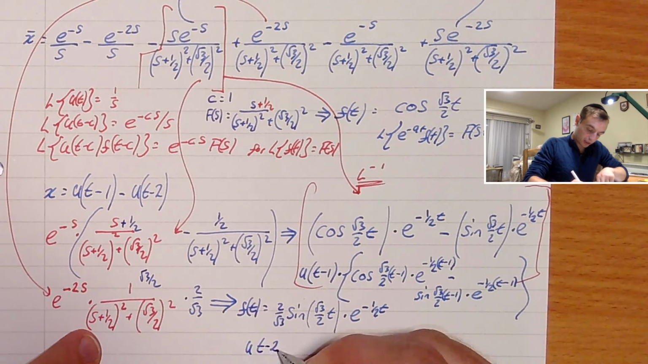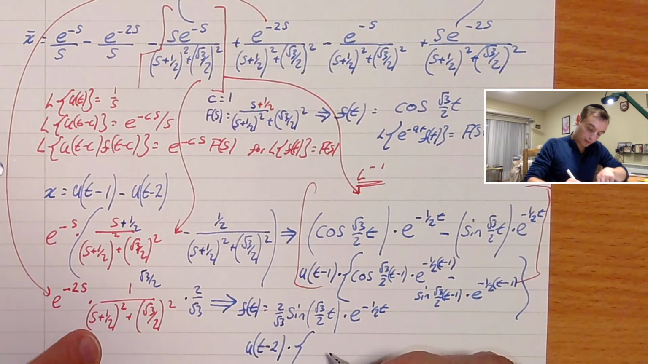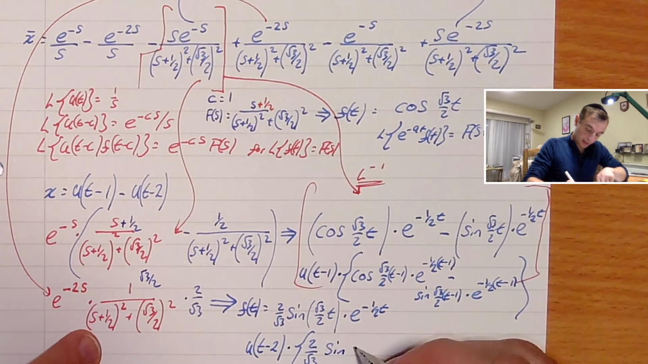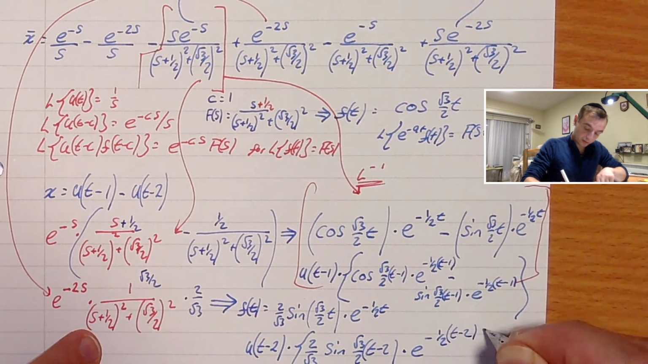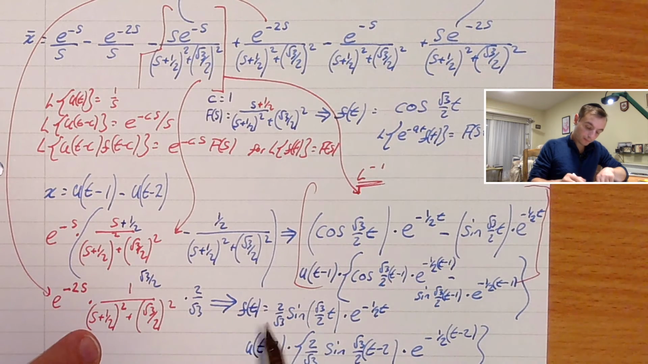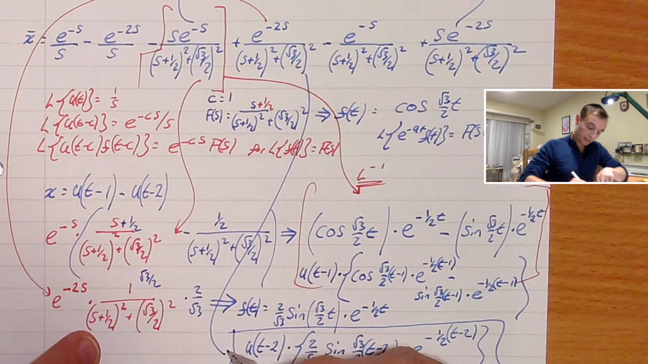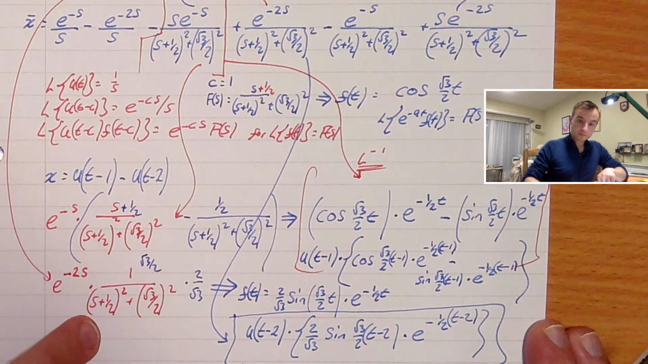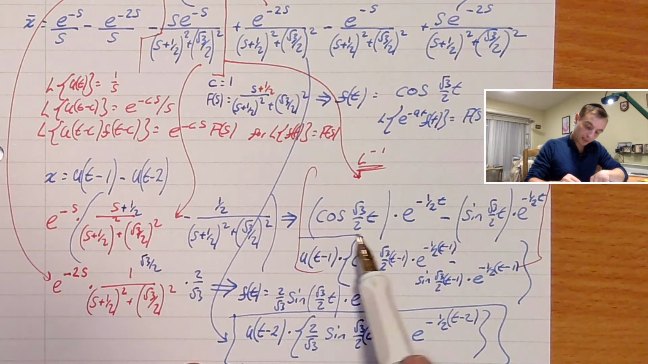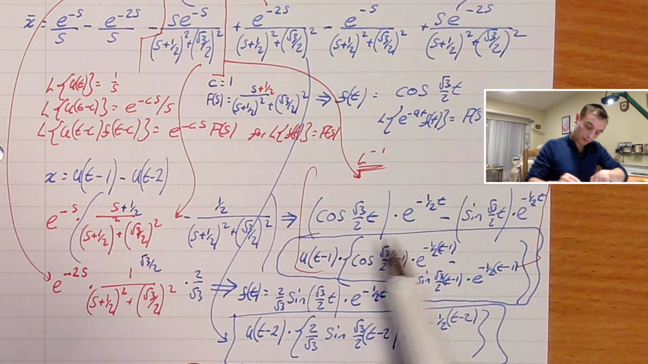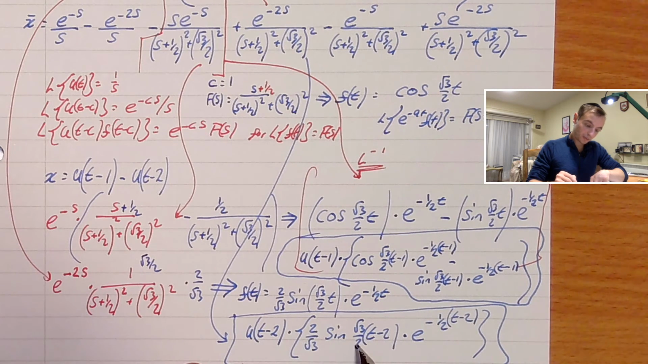u t minus 2 dot 2 on root 3 sine root 3 on 2 t minus 2 dot e to the minus 1/2 t minus 2. And that's going to be that one over there. Yep. So we've got this one over here for the first one, and we've got this one here for the second one, which is good.